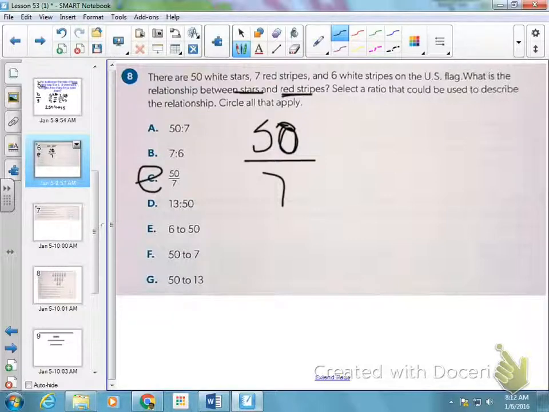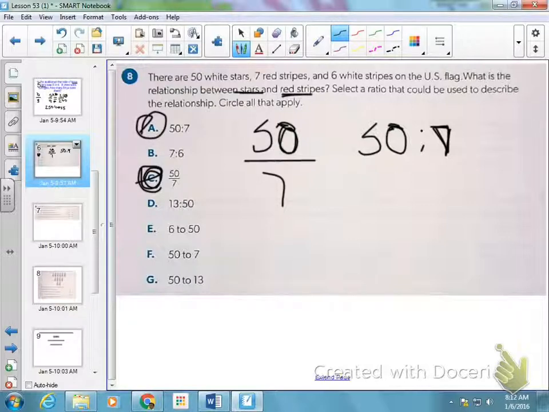That's not E. That was me circling it. It just didn't work out. And then another way to write it, remember, you can write it using a colon. 50 to 7. That's a 7. A really bad 7. Okay, so I see A works.